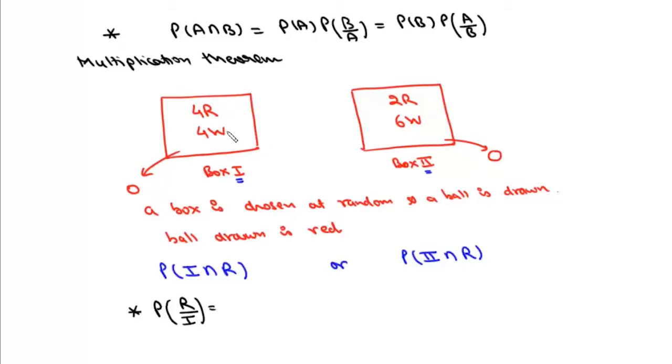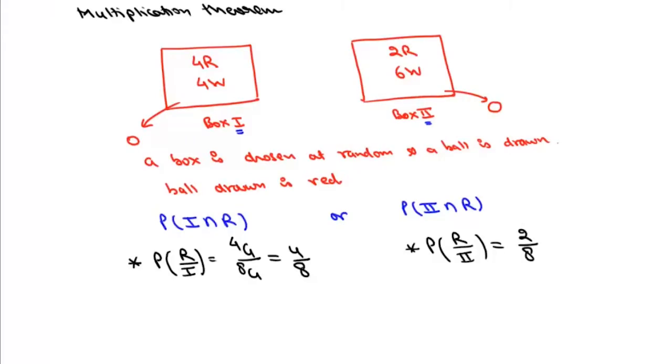It has 4 red and 4 white. So the probability of getting a red is 4C1 upon, and in total we have 8 balls, it is 8C1. So this probability is 4 by 8. And the same way, if I am to write P(R|second), it means if we know the chosen box is the second box, we have to find the probability of choosing a red ball. Now from this second box, the probability of finding a red ball is simply 2 by 8. So it is very easy to calculate conditional probability in both the cases.